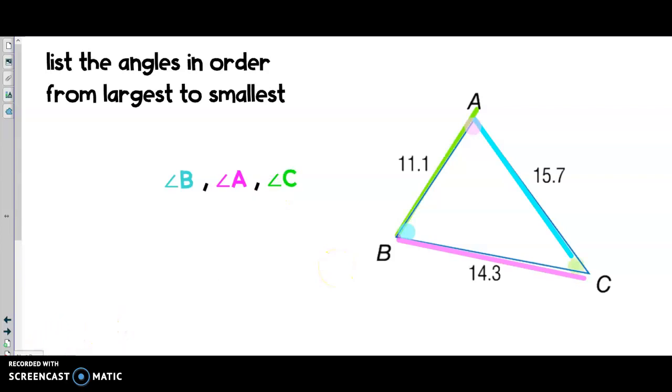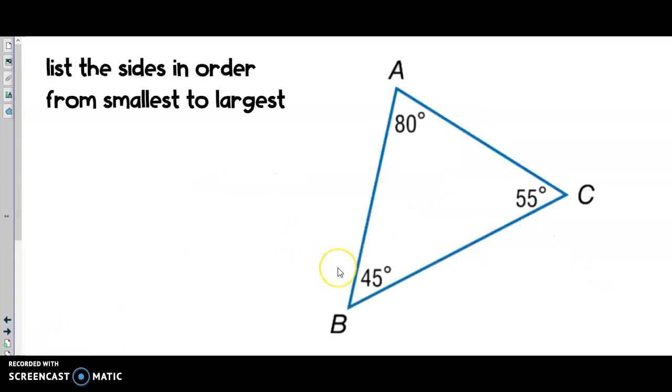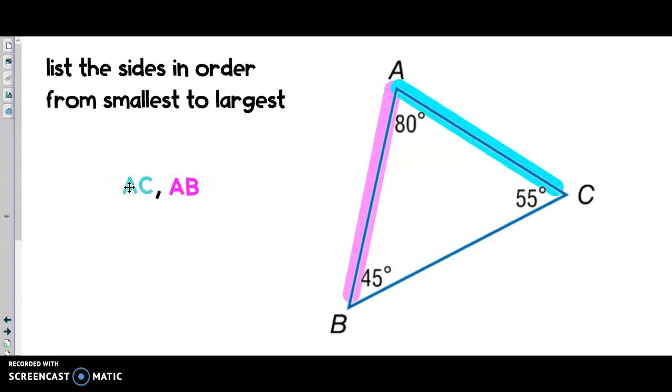And then we can work backwards as well. We could start with angle measures. If I want to list the sides in order from smallest to largest, then I would look for the smallest angle first. The smallest angle is angle B, and so that would be across from side AC. Oops, I clicked the wrong one first. There we go. So AC should come first, and then AB is across from the 55-degree angle at C, so it'll come in second, and lastly it would be BC across from the 80-degree angle.